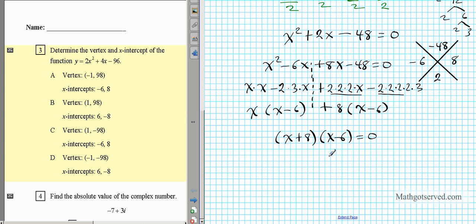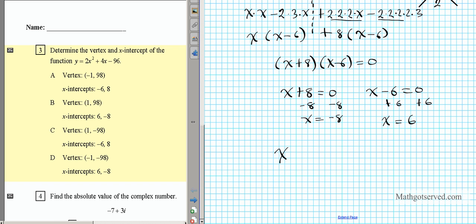And we use the zero product property to finish this up to get the x-intercepts. So we have x plus 8 equals 0, and x minus 6 equals 0. You subtract 8 from both sides, here you have x equals -8. And this one you add 6, so you have x equals 6. So our x-intercepts are 6 and -8.